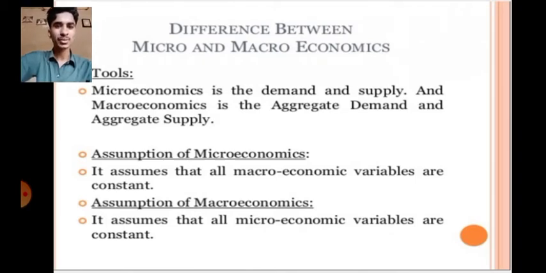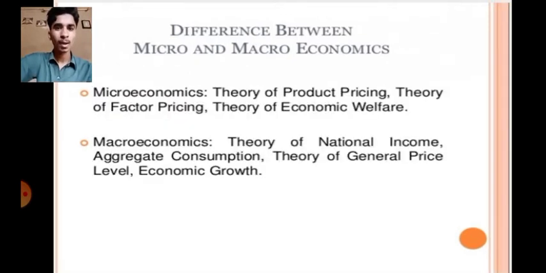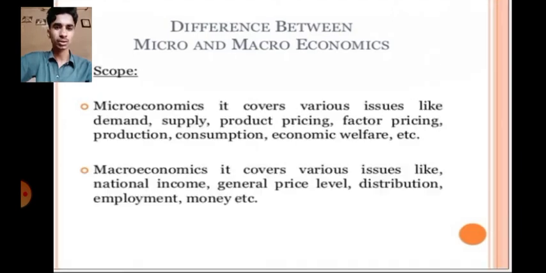Assumption of microeconomics: it assumes that all macroeconomic variables are constant. Microeconomic theories include the theory of product pricing, theory of factor pricing, and theory of economic welfare. Macroeconomic theories include the theory of national income, aggregate consumption, theory of general price level, and economic growth.